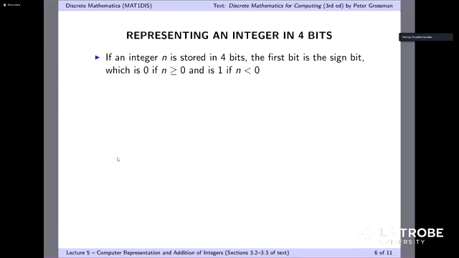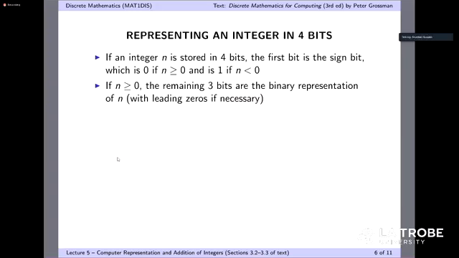If an integer n is stored in 4 bits, the process is the same as I said. For positive, we would have a 0 bit, and for negative, we will have 1. So if the integer is positive, the remaining 3 bits are the binary representation of n, including zeros. For example, if you have 6, it will be stored as 110 and 0 here to indicate that the number was positive. If it was negative 6, it would be 1010.